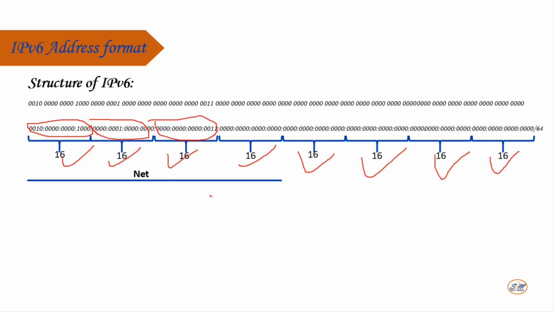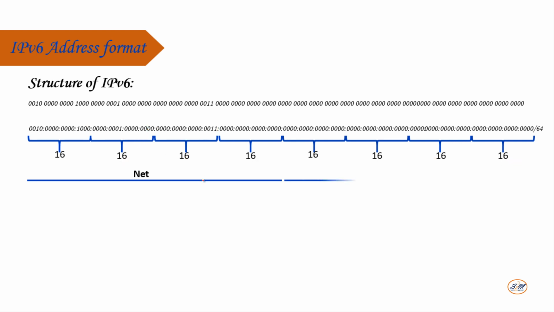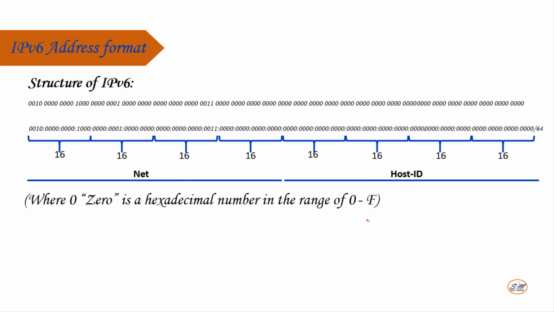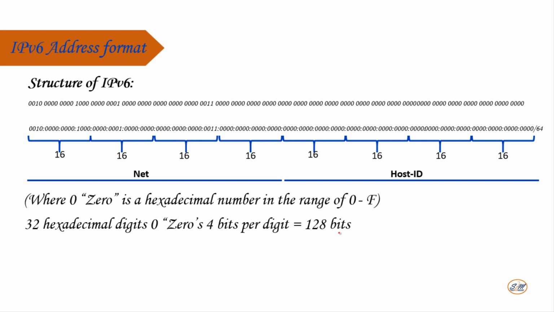Same as IPv4, where we have a network portion and also a host portion, here it is the same. The first 64 bits provide the network portion, and the last 64 bits provide the host portion. There is no difference between IPv4 and IPv6 in the network portion or the host portion. Each digit is a hexadecimal in the range of 0 to F.